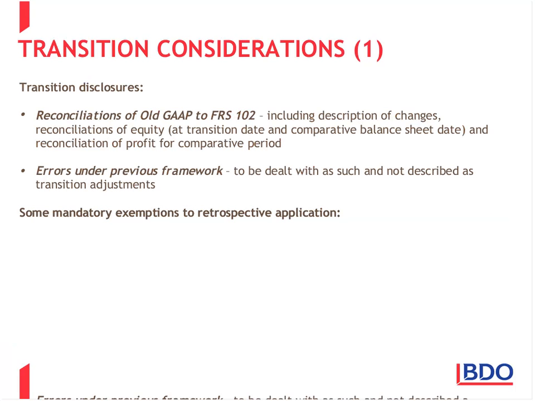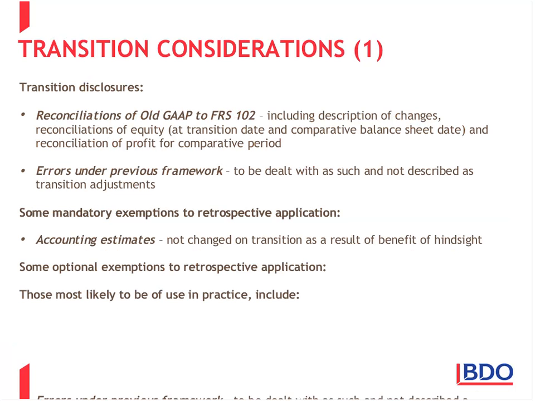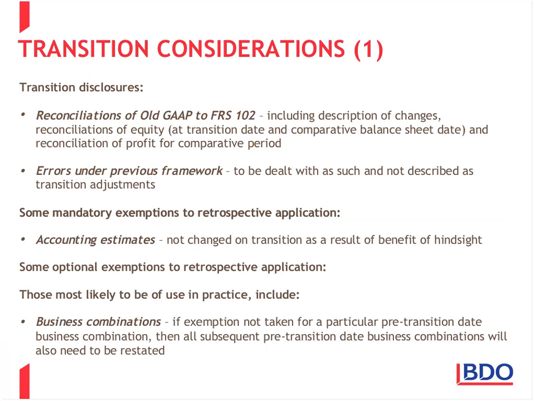So what are the transitional considerations? From a disclosure point of view, there needs to be a reconciliation in the accounts between the old UK GAAP figures and the figures as stated under FRS 102. If there were accounting errors under the previous old UK GAAP framework, then these need to be dealt with as such and not wrapped up in the transitional adjustment.